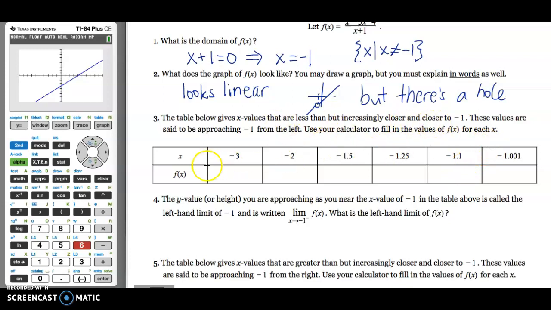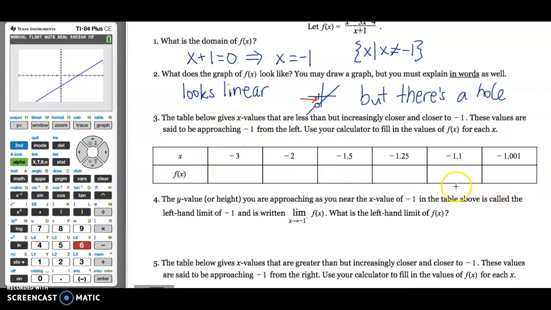The first set of numbers I'm going to consider, -3, -2, -1.5, and so on, are values that are said to be approaching -1 from the left. That's because they are values that are less than -1, but getting closer and closer to -1. So -3 is over here, then -2, and then -1.5, and we're just getting closer and closer to -1 from the left-hand side.